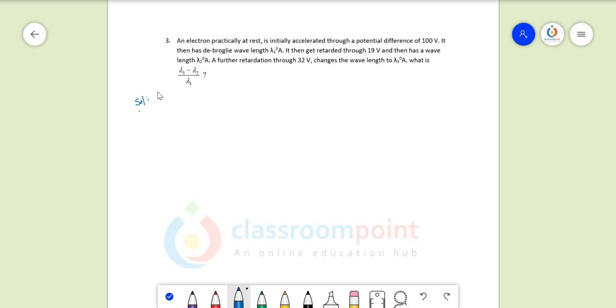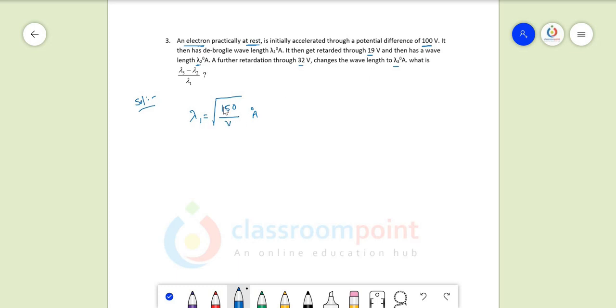Let us try to solve this question. If you read this question clearly, there is a particle, an electron, practically at rest. So, for the electron we can apply the concept lambda 1 is equal to the square root of 150 by V angstroms. And they said the initial potential difference is 100 volts. After that, 19 volts is reduced, then the lambda value is lambda 2. Again 32 volts is reduced, then the lambda value is lambda 3. So, it becomes very easy for us now.